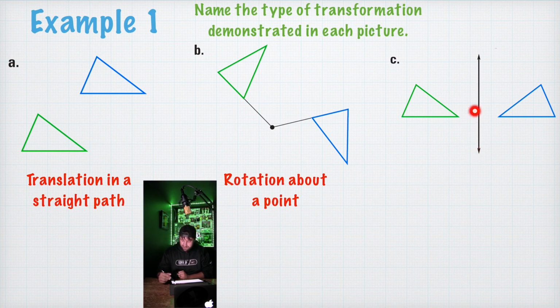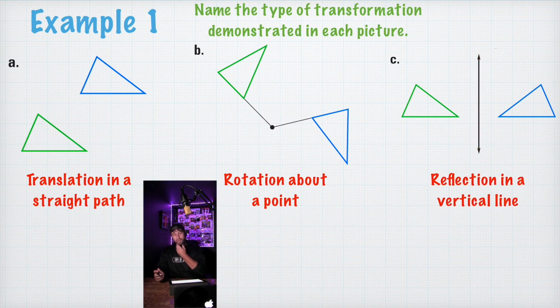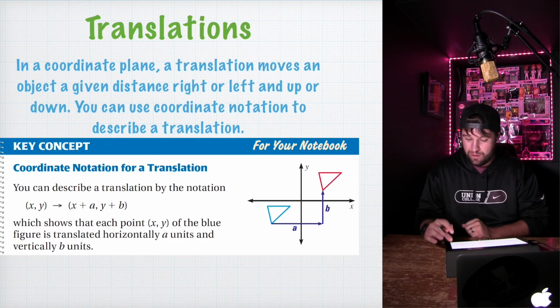Lastly, C, you can tell there's a line here and it is not the exact same. This point here is the same distance from this line, but flipped over it, okay? Just like this is the same distance from this line. And this is the same distance from the line, not the same distance from each other all around. So this is called a reflection in a vertical line because the line is vertical. I hope that makes sense. Not that hard of an example. Let's go ahead and keep going along.